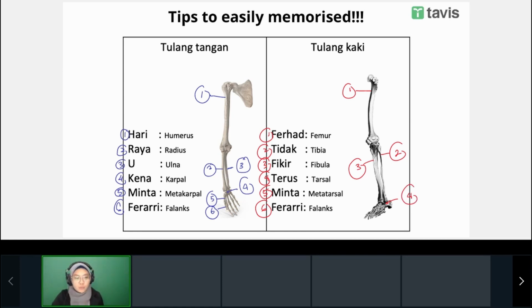After the tarsal, same as the hand bones, we have a metatarsal. And last but not least, we have a phalanx or phalanges. Please remember this acronym to memorize the structures of human bones. For the hand: Hari Raya, you kena minta Ferrari: humerus, radius, ulna, carpal, metacarpal, phalanx. And for the feet bones: Ferhat tidak fikir terus minta Ferrari: femur, tibia, fibula, tarsal, metatarsal, and phalanx. This is an acronym so that you can easily memorize the structures of the hand and feet bones.